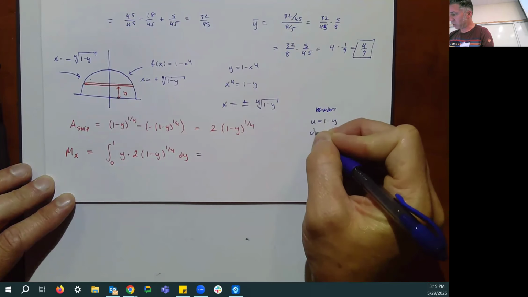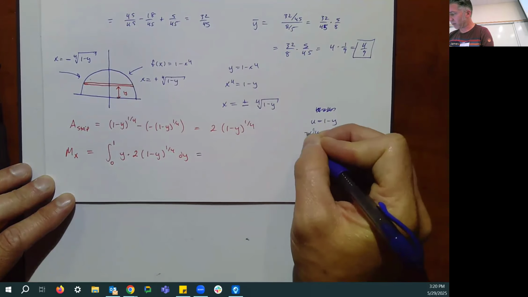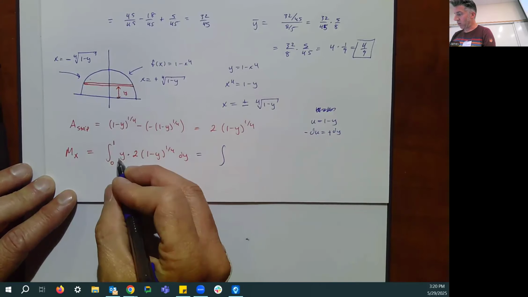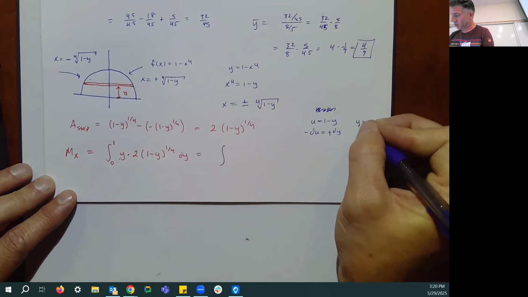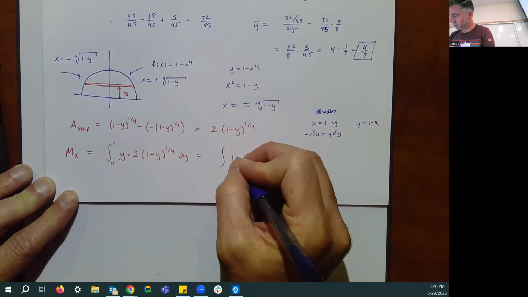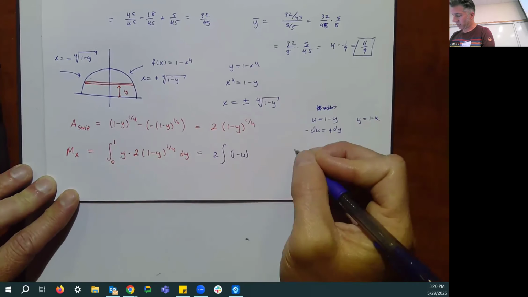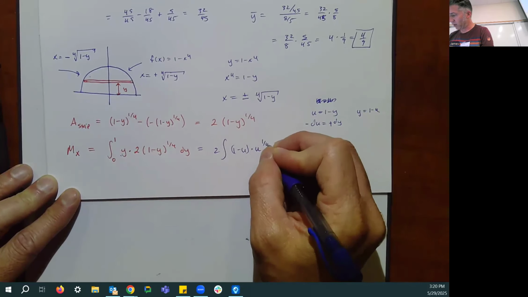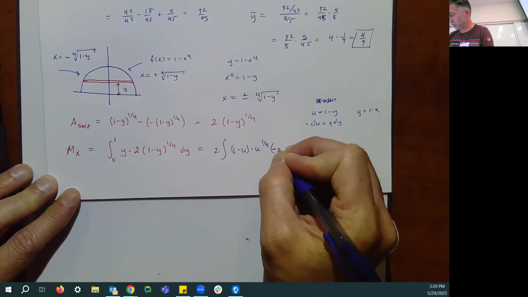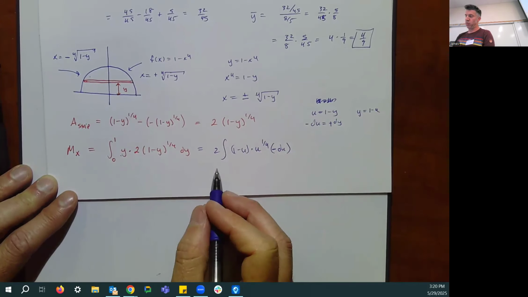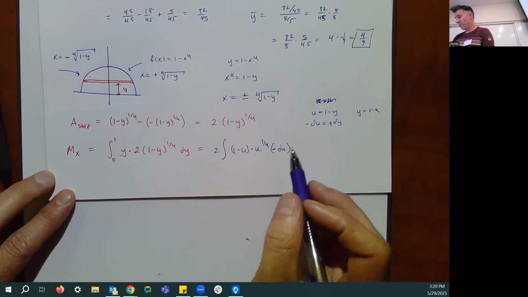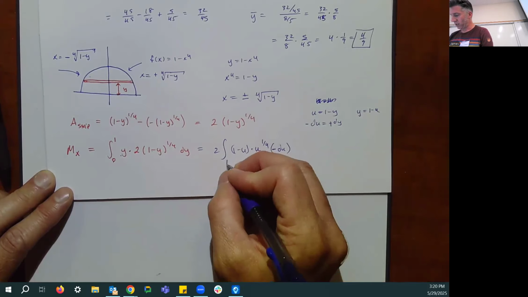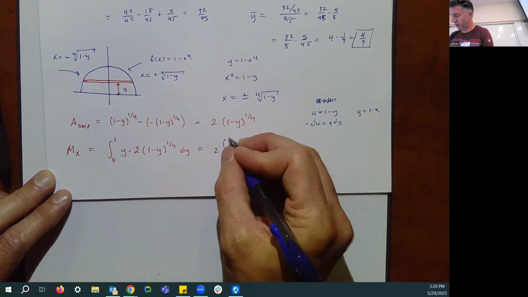And then my du is negative dy, so negative du is dy. This is going to end up looking like the integral, my y becomes 1 minus u, the 2 gets to live out in front, and my 1 minus y becomes u to the 1/4. And then we have a negative du over here. My new limits of integration are, instead of 0, 1 minus 0, instead of 1, 1 minus 1.